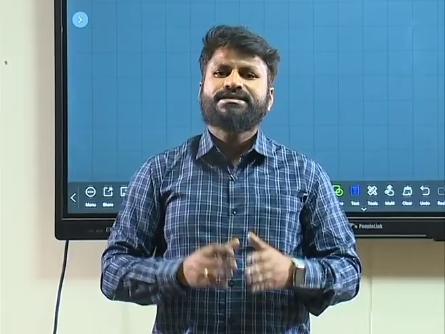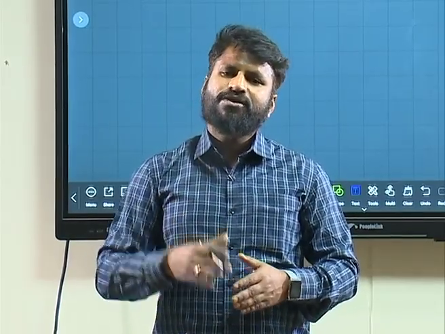So these are the two methods according to Karl Pearson. We calculated the r value: the first one is the direct method, the second one is the shortcut method. Whichever method you use, you will get the same r value.